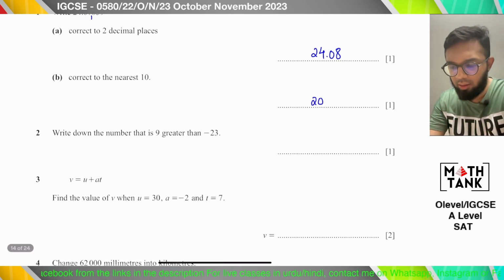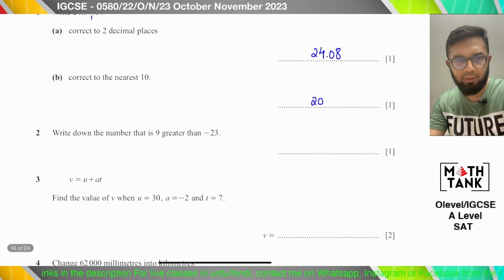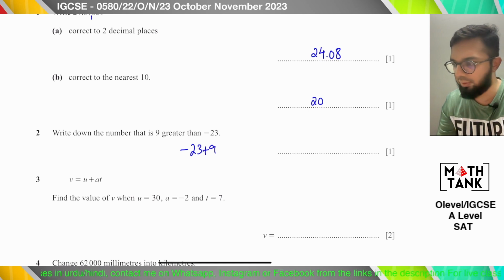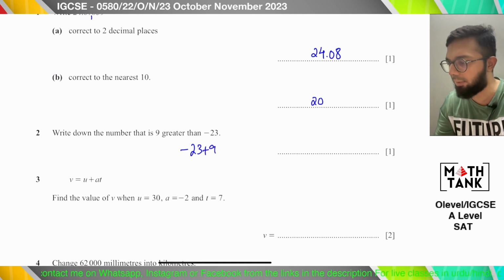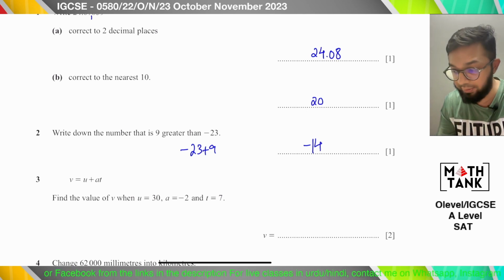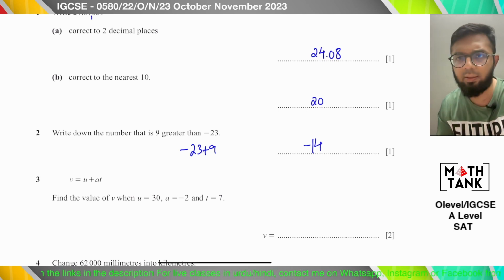Write down the number that is 9 greater than 23. So that's just 23 plus 9. Make sure you don't make a silly mistake. Put it on your calculator and make sure that you write the right answer. You wouldn't want to lose out this easy mark.